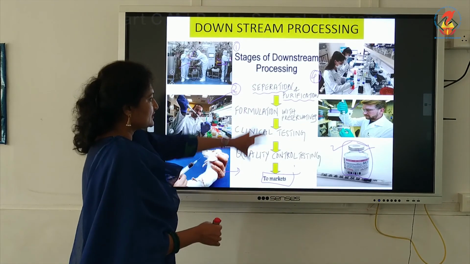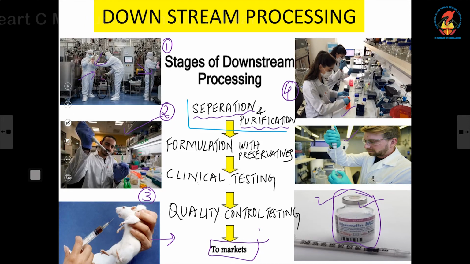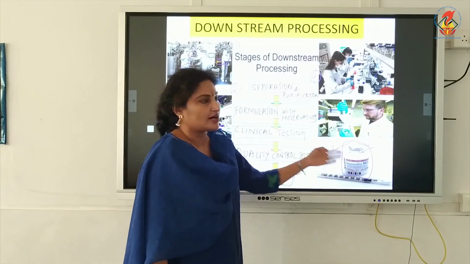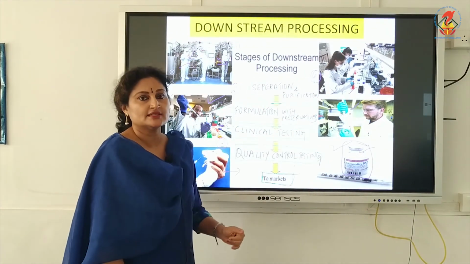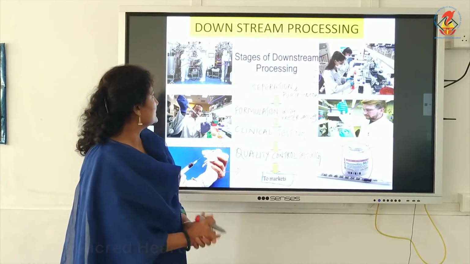So the steps are given in sequence in the center. I am highlighting it. First step is separation and purification of the product. Second step is formulation with preservative. Third is clinical testing. Fourth, quality control testing, and finally it is available as a finished product in the market. See the stages. Okay, after a series of processes, the product is available. See, Humulin is the insulin produced by rDNA technology, available in the market.